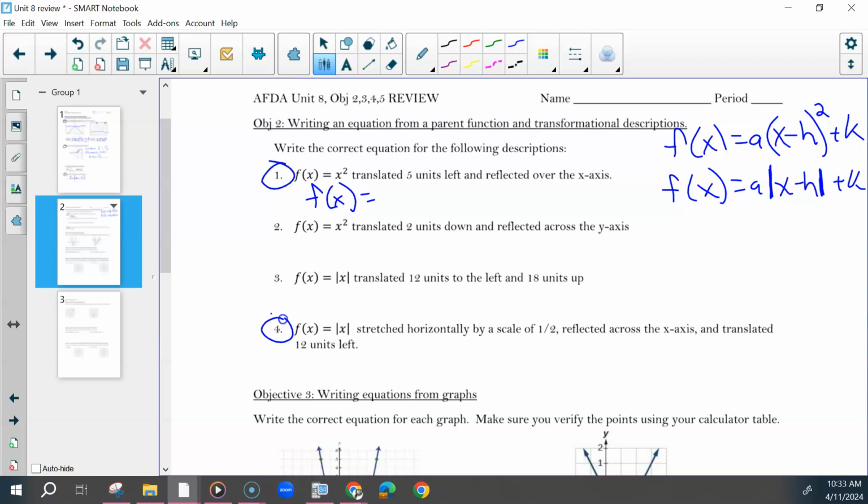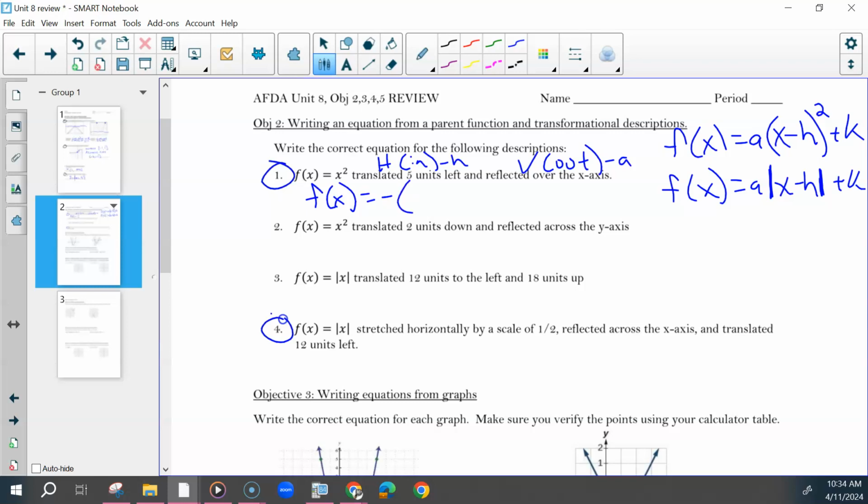Translated 5 units left, reflected over the x-axis. Translated 5 units left is horizontal or vertical? Horizontal. So it's going to be on the inside. So that's going to be your h. Plus 5, yes, on the inside. And then the reflected over the x-axis, is that vertical or horizontal? Vertical, because it's doing this. And that's going to be on the outside. That's going to be your A. How would I write that it's been reflected? Negative. You could put -1 or just a negative.